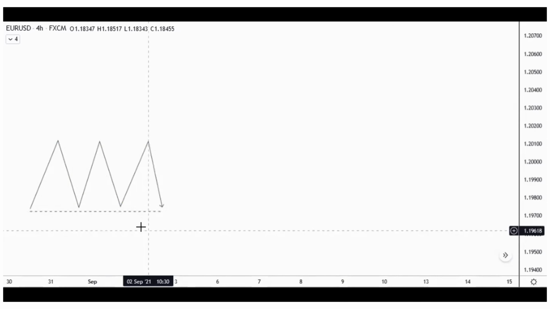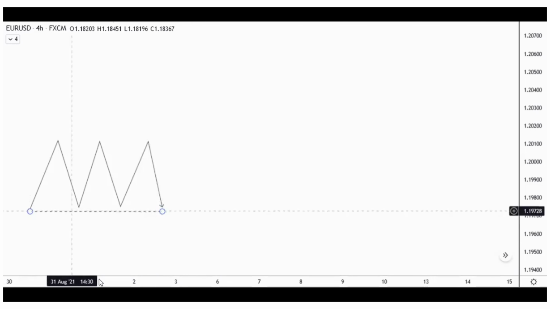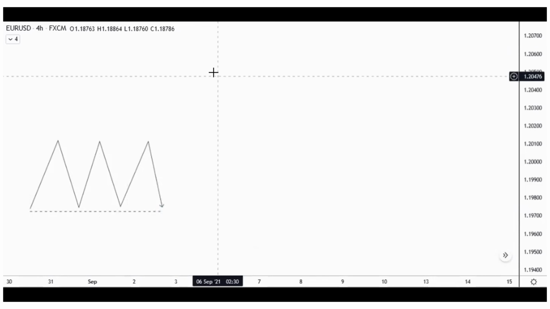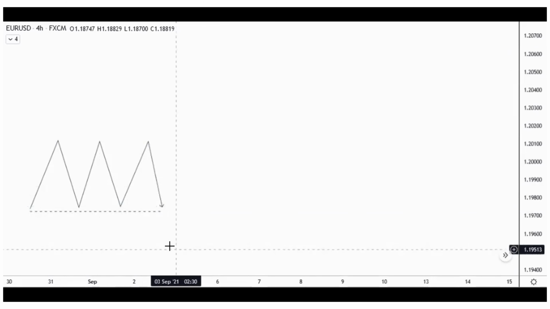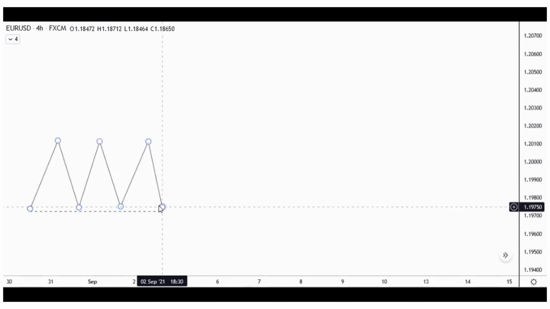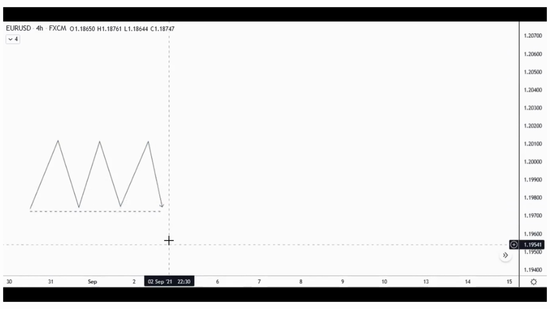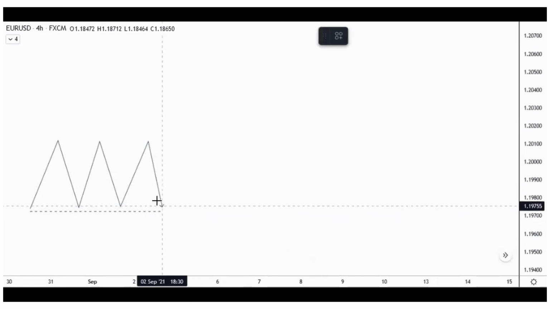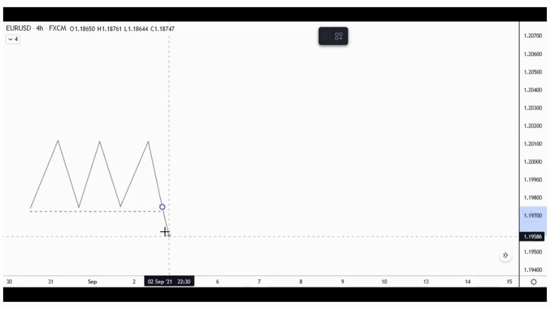Now, how does the bank place their orders? We have already learned the bank comes down, takes the liquidity, the people's stop losses, and then moves up. But how do they come down when everybody is already buying here? They can't simply go down. What happens is they initially open some sell orders to break the support and go below.